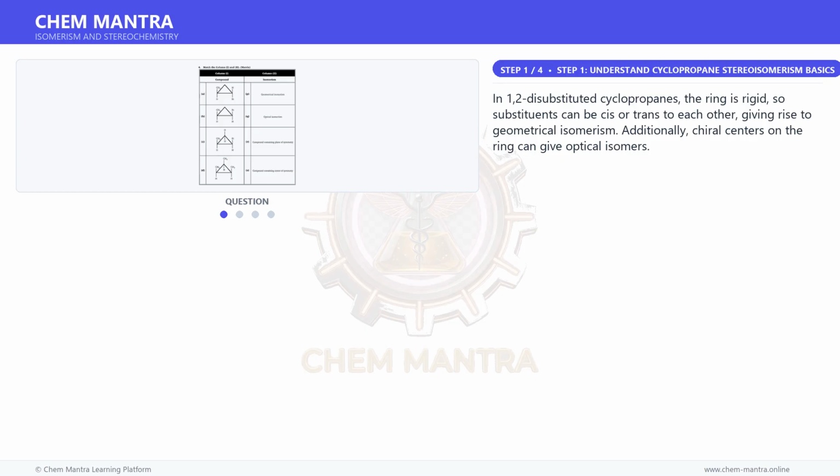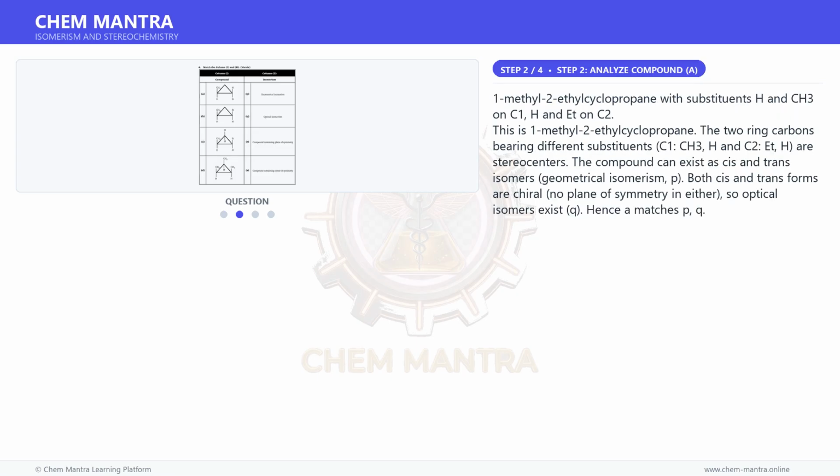In 1,2-disubstituted cyclopropanes, the ring is rigid, so substituents can be cis or trans to each other, giving rise to geometrical isomerism. Additionally, chiral centers on the ring can give optical isomers. Moving on to the next step.